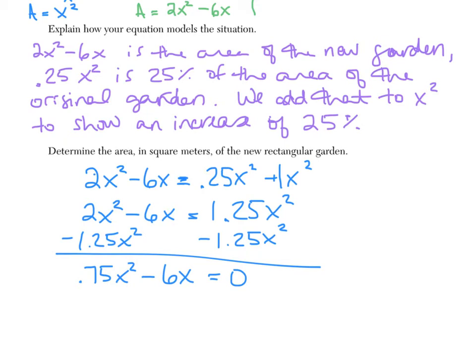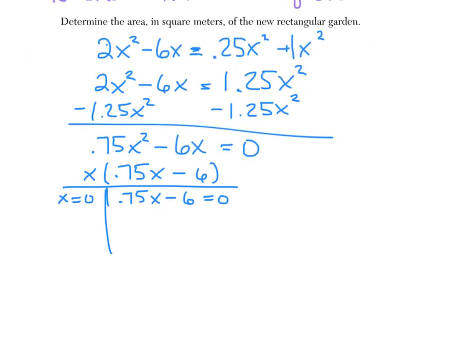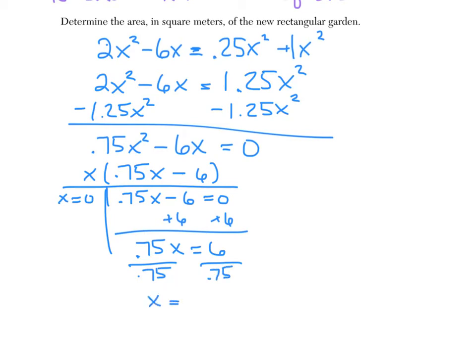Now I want to try and factor to solve this. So what kind of factoring can I do with 0.75x squared minus 6x? Well, hopefully you recognize that there's a common factor of x, and I can factor that out. And I'm left with 0.75x minus 6. At which point now I can t-chart, and I get x equals 0, and 0.75x minus 6 equals 0. Solving that, I would add 6 over. So 0.75x equals 6. Divide by 0.75 to solve for x, and I get x equals 8.